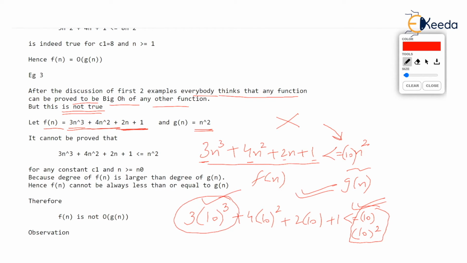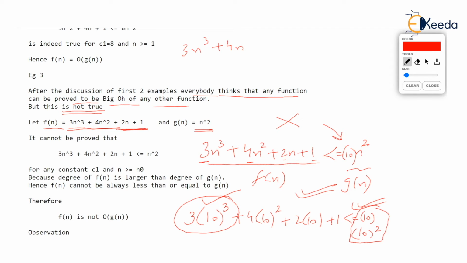Fn will definitely defeat Gn for some large value of n, because Fn has a higher degree. It has a degree of 3 and Gn has a degree of 2. So it is impossible for any constant. Take any large constant. Somebody will say, sir, let's take the constant as 8000. I don't mind. You take that constant as 8000. 3n cube plus 4n square plus 2n plus 1.